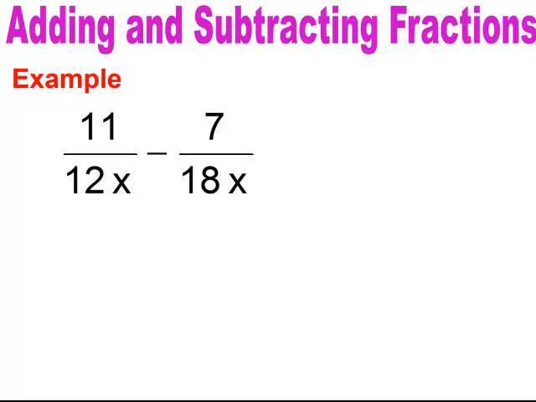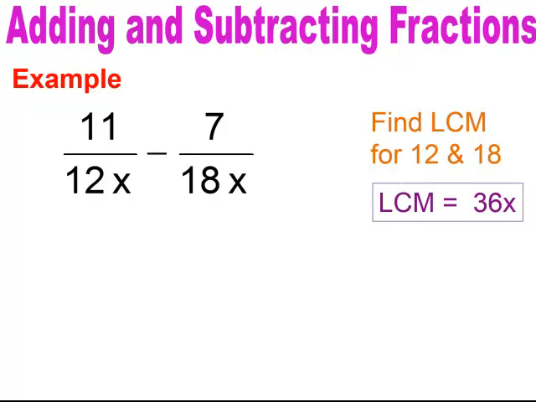Now, in this case, you see I have denominators with variables in it, but the variables are the same, but the numbers aren't. So I'm going to need to find the least common multiple for the numbers. And again, I would use the ladder method, and I would find that my least common multiple for 12 and 18 would be 36. But I also need to keep that variable in the denominator. So I'm going to keep the variable in the denominator.